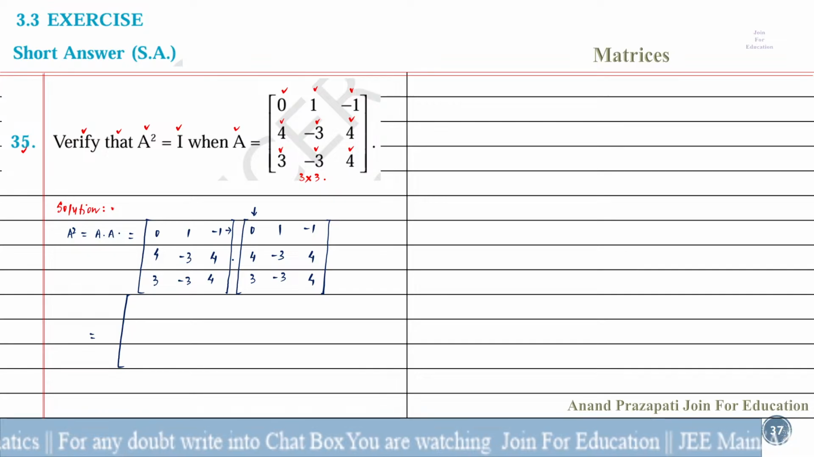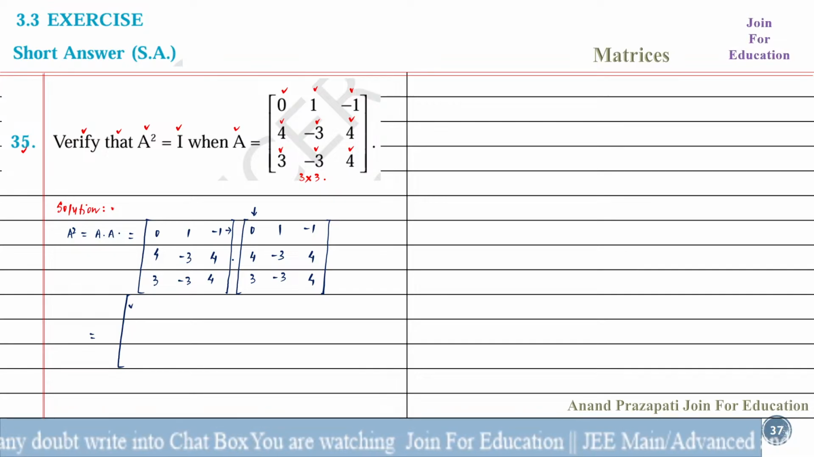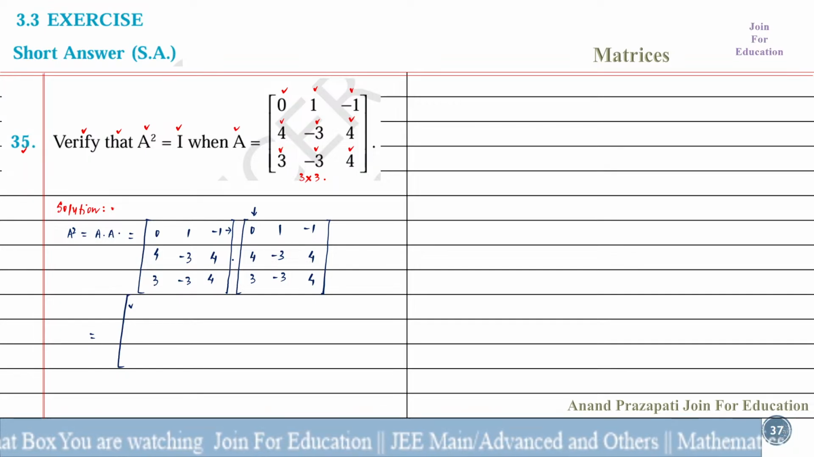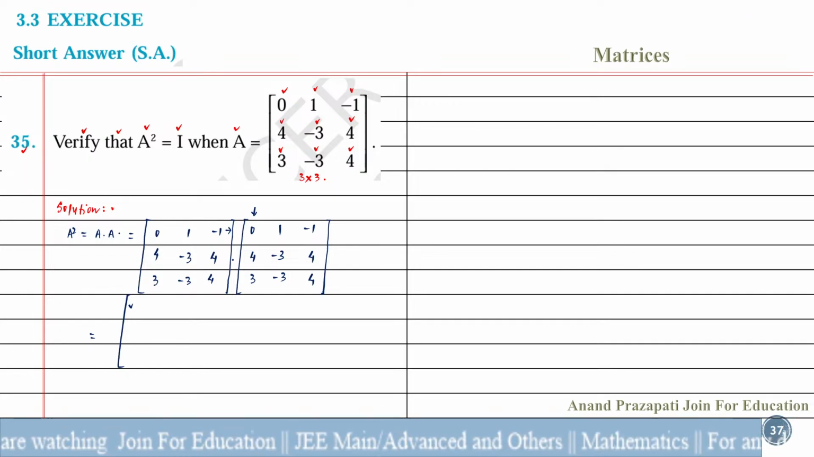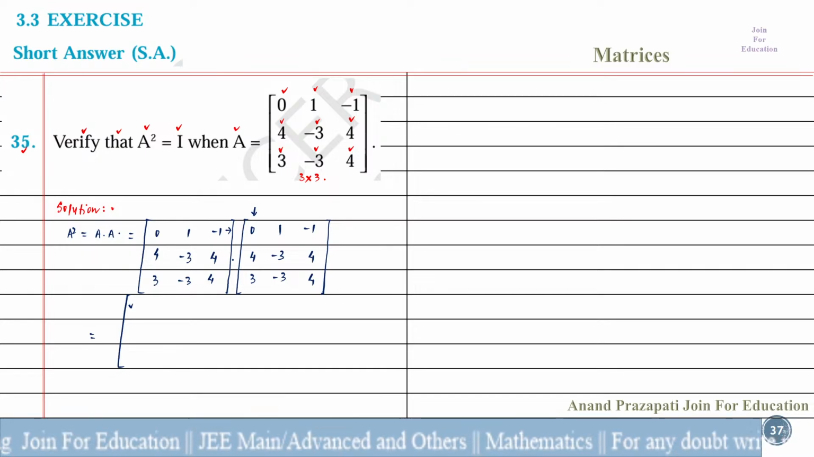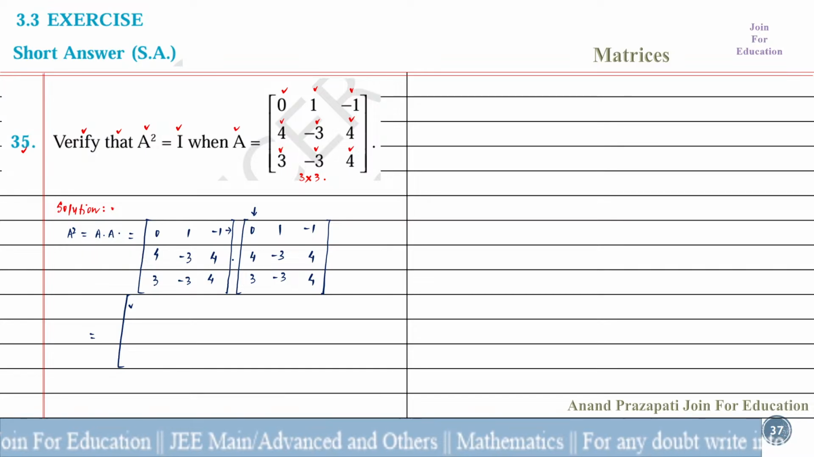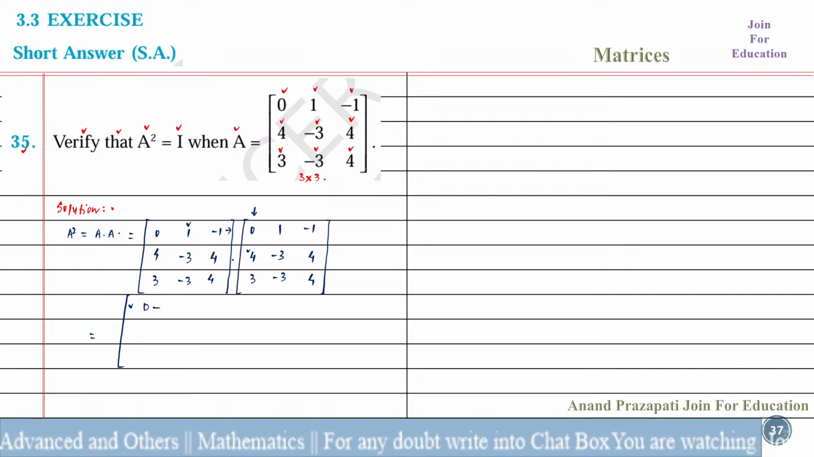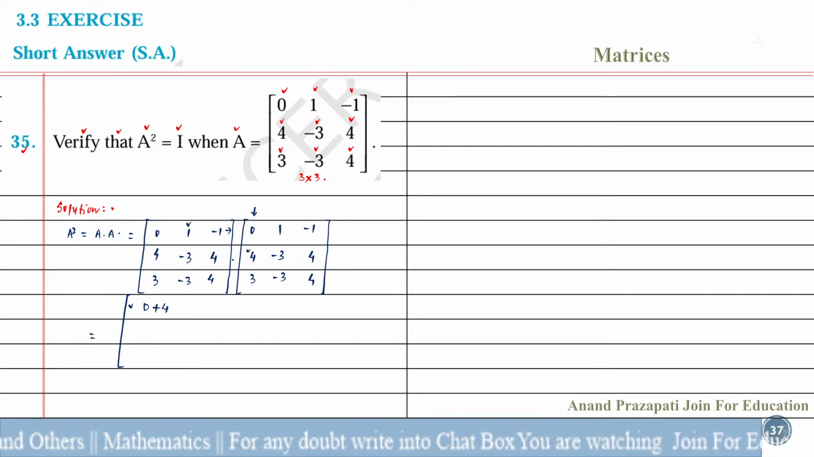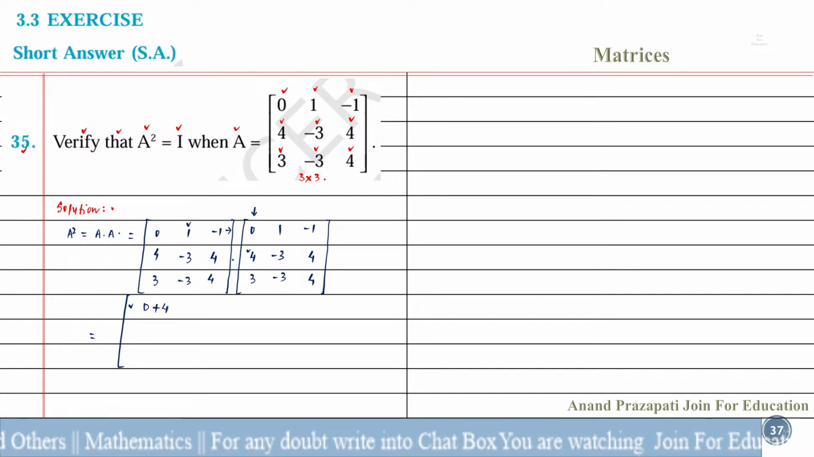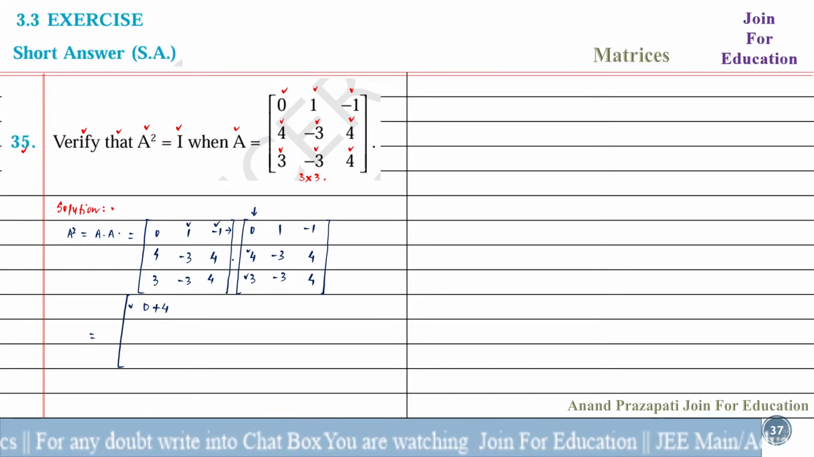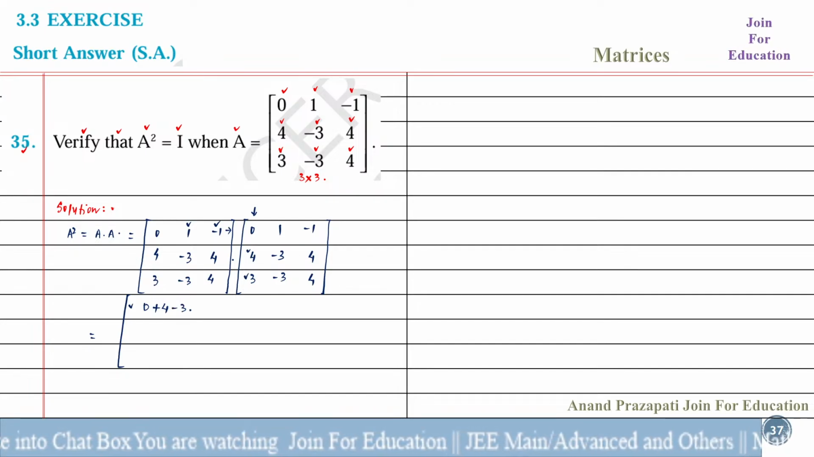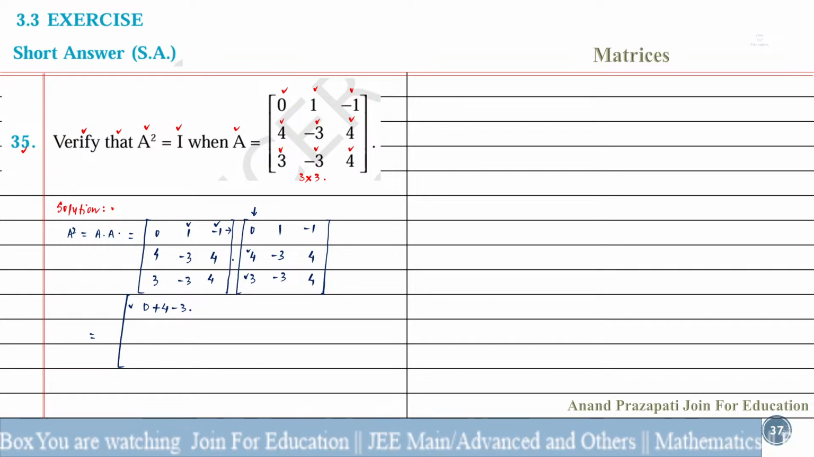To get the element of the first row, we multiply the corresponding elements. So 0 into 0 equal to 0, 1 into 4 equal to 4, and minus 1 into 3 equal to, we write down here, minus 3. Observe, there is no problem to understand up to this step.